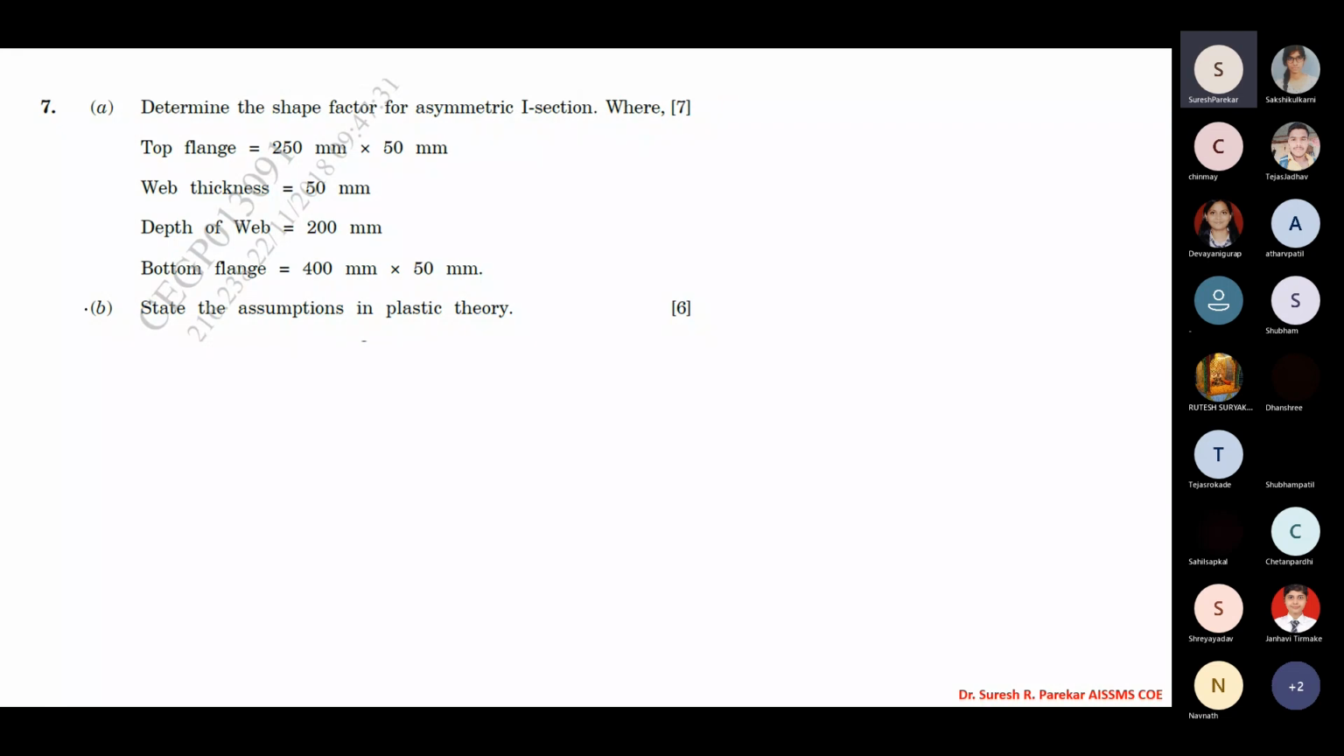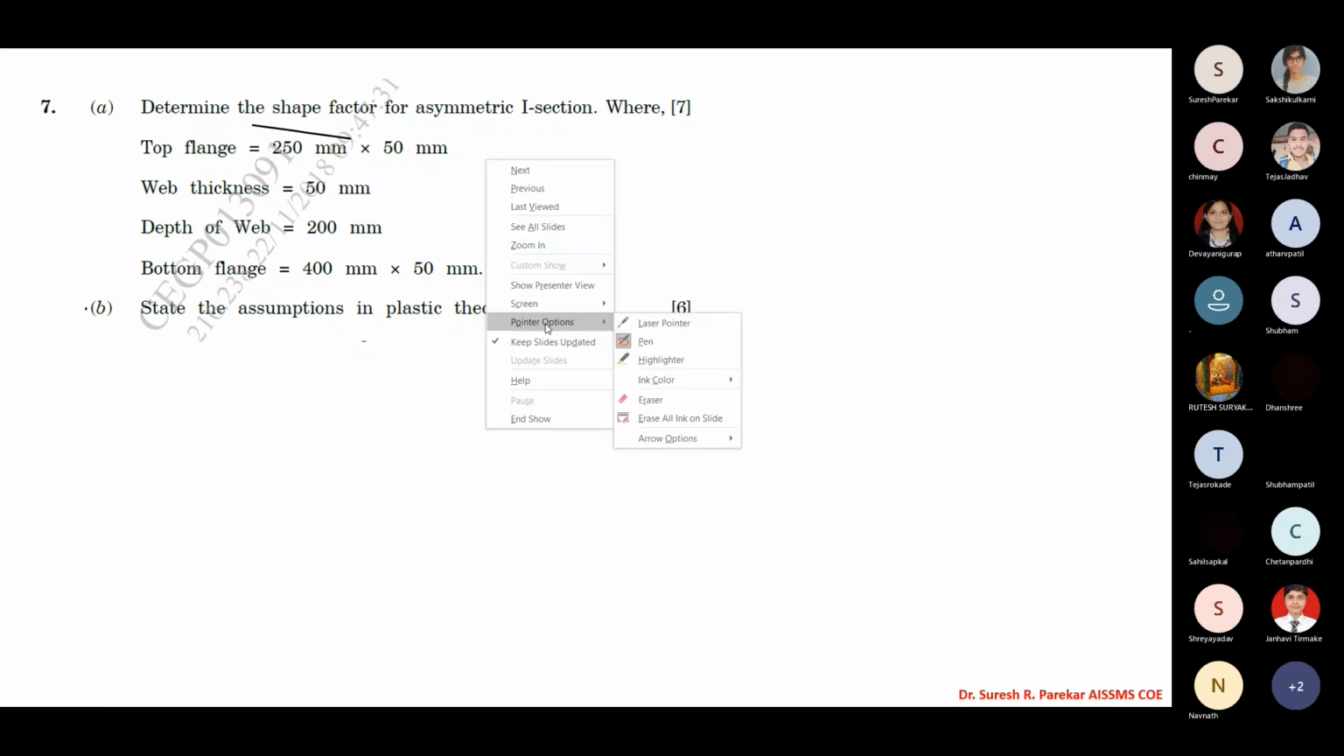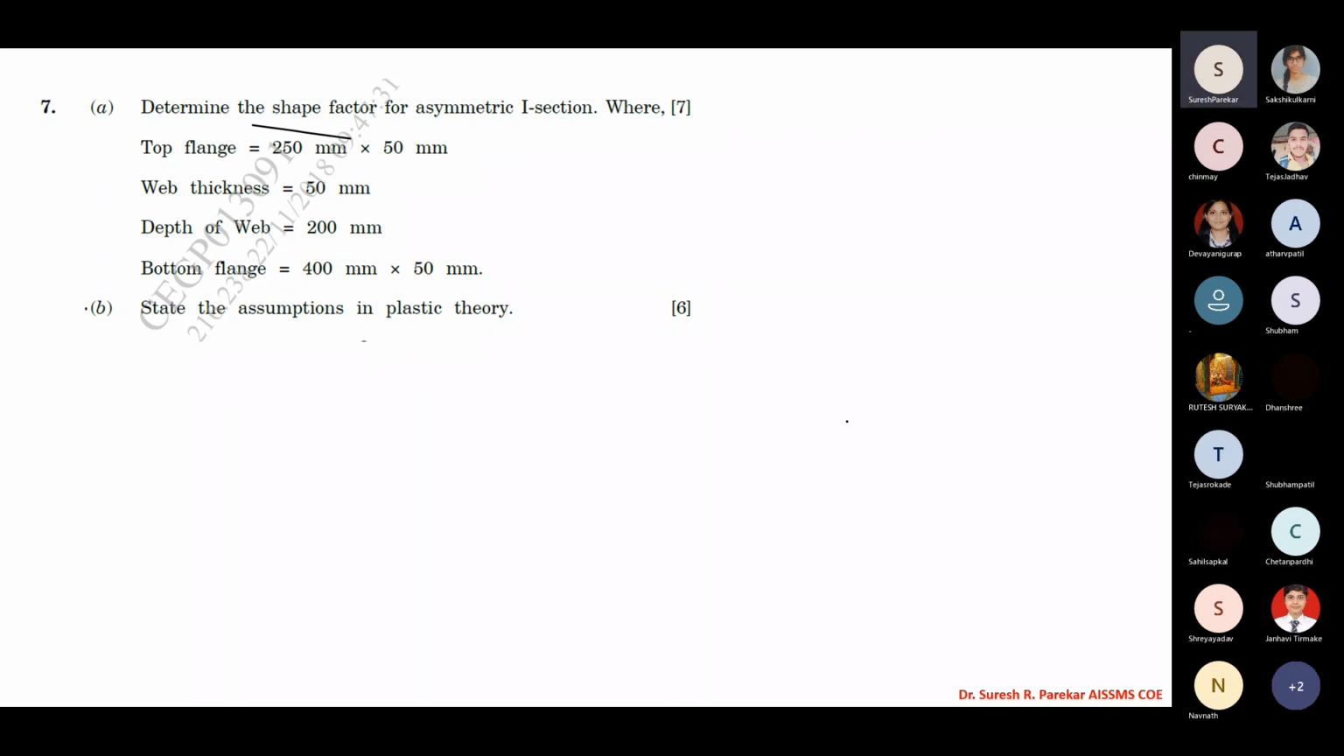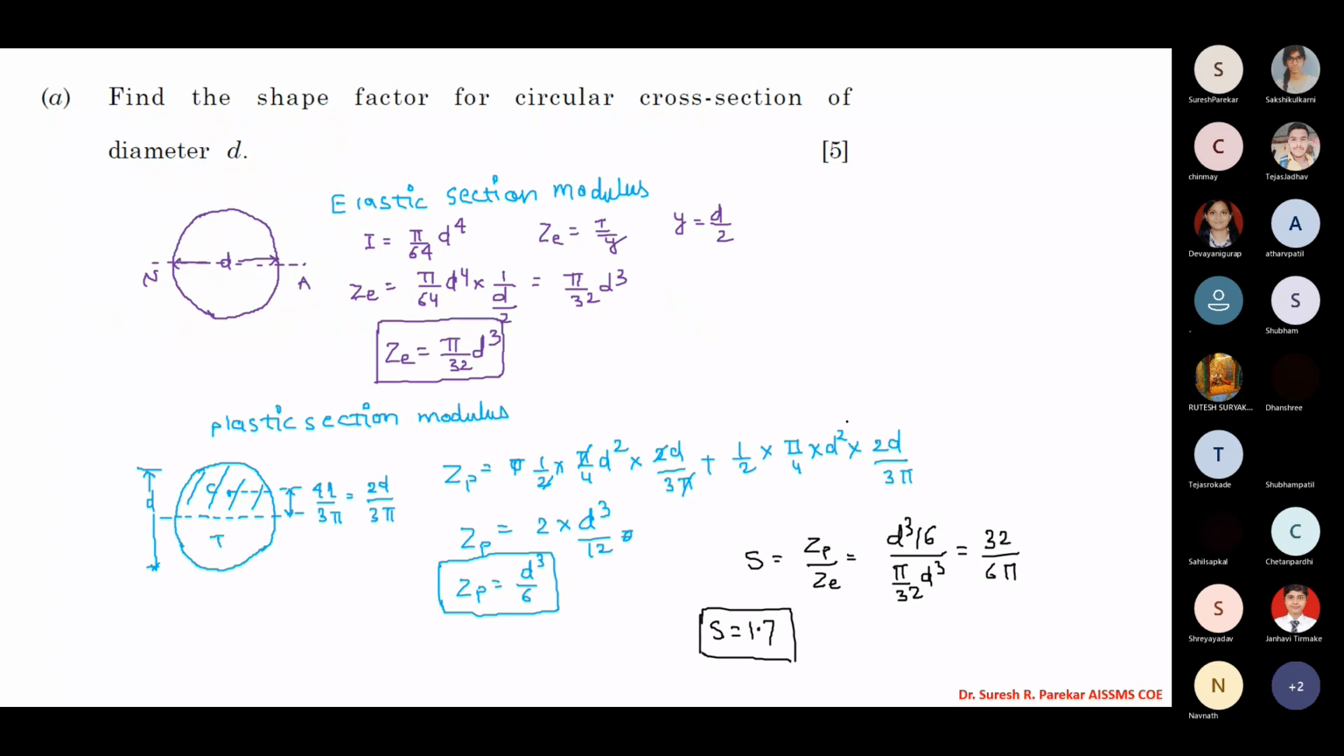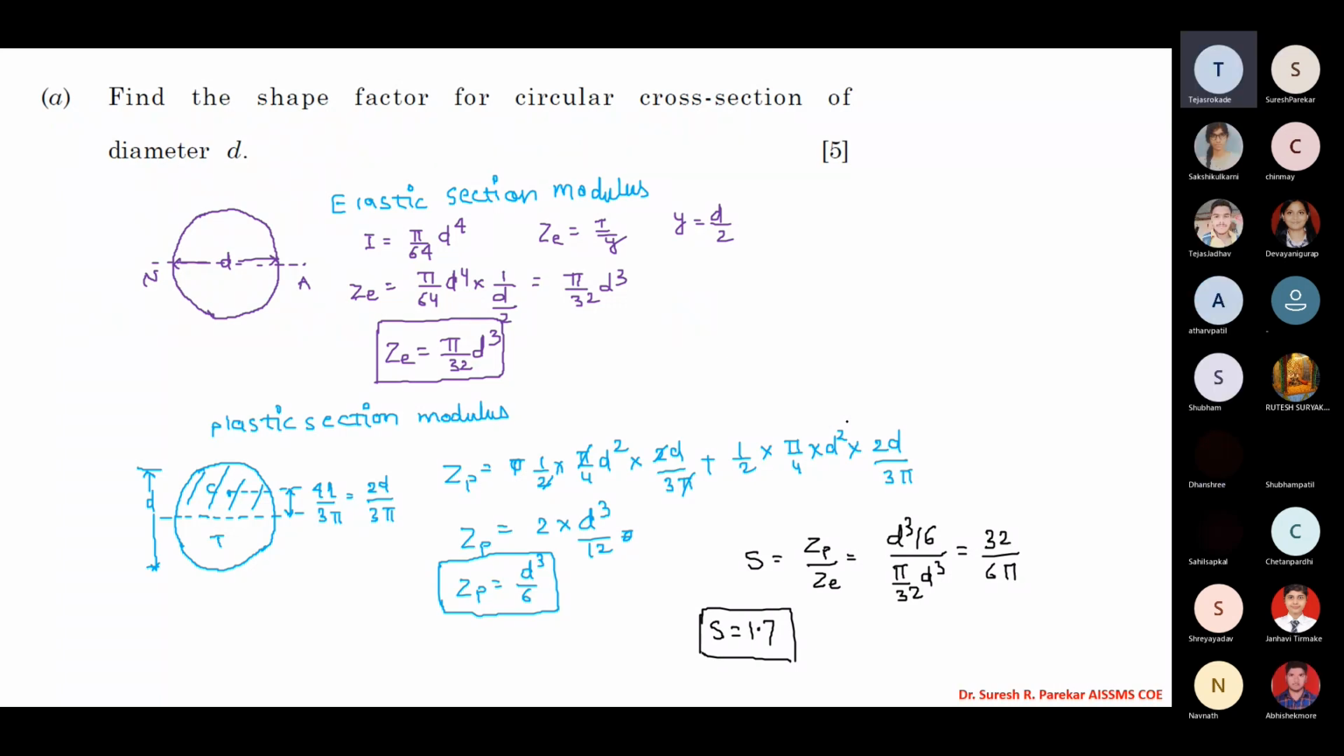So second part we are not going to state the assumption in plastic theory. We will go first part, shape factor for asymmetrical section. So now one minute, we will open the previous slide first. Show the previous slide, sir. Okay. Thank you, sir.